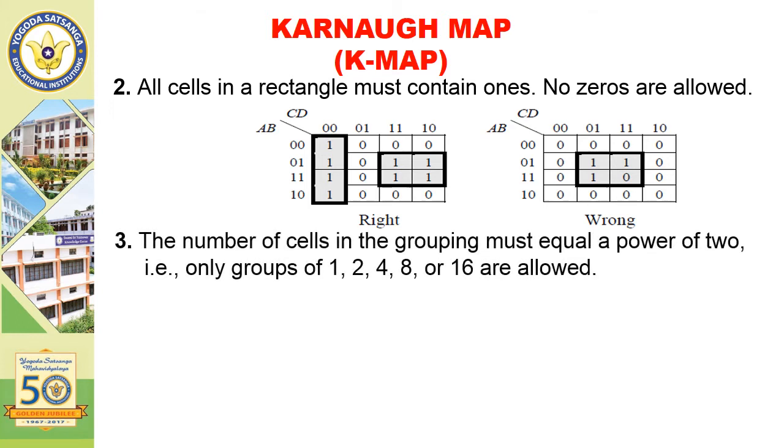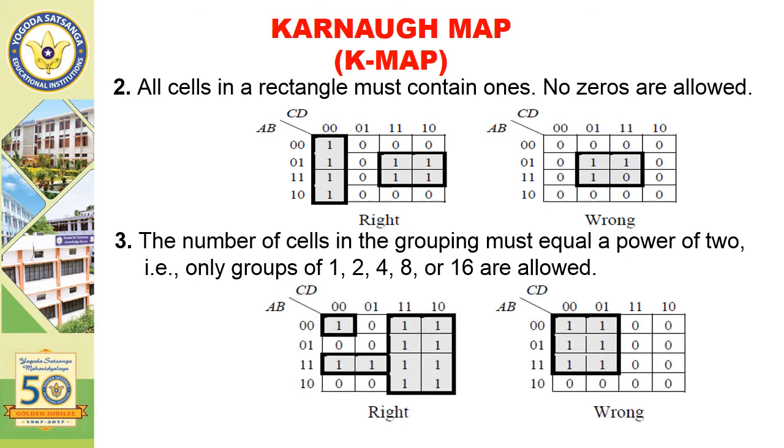The third rule is the grouping of the cells must follow the numbers which are powers of 2, either 1, 2, 4, 8 and 16. Means we create octet, duet, quad, etc. In the wrong figure we see that there are 6 cells grouped in 1, which is wrong, because 6 is not a power of 2.